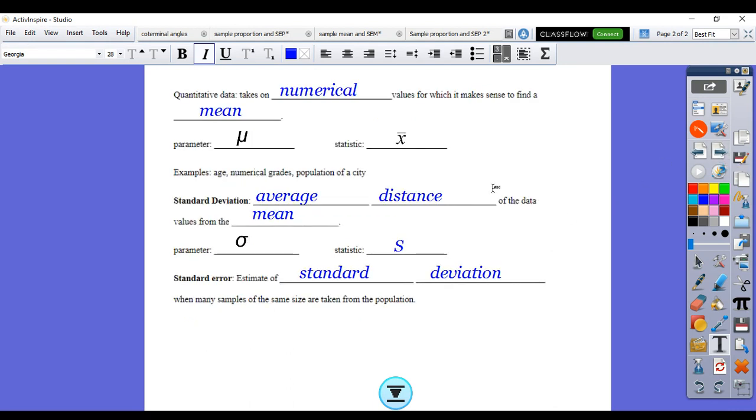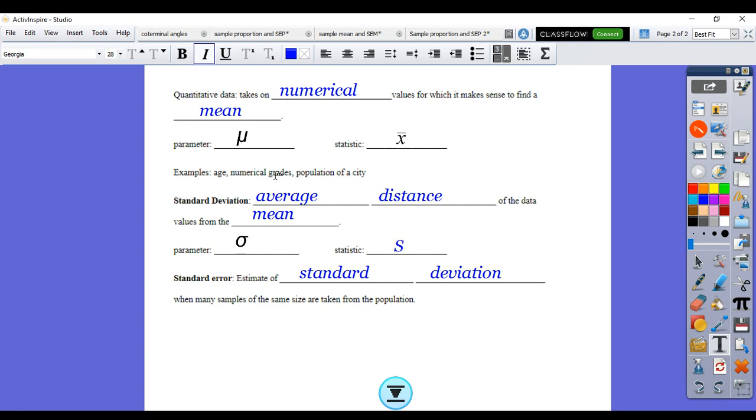What is quantitative data? Quantitative data takes on numerical values, and you would be able to find a mean. If I give you a value and you can't find a mean from what I give you, then that's a proportion. So this is quantitative data, you can find a mean. The parameter is the Greek letter mu. In this class, we're not going to really worry about that. We're going to worry more about the mean, the statistic, which is x bar. It's just x with this line over it. You may have seen that on your calculator screen before.